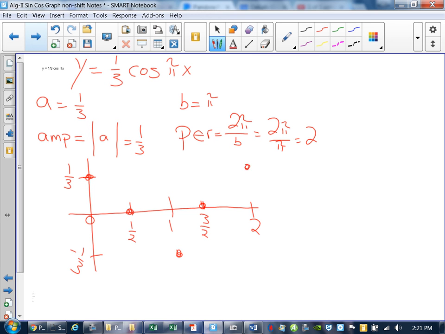So for now at least, it's going to be the same thing each time? Yep. And what changes tomorrow when we shift them, we start with this as our parent function, and then we add and subtract fractions to them. And then it's going to be the H and K.